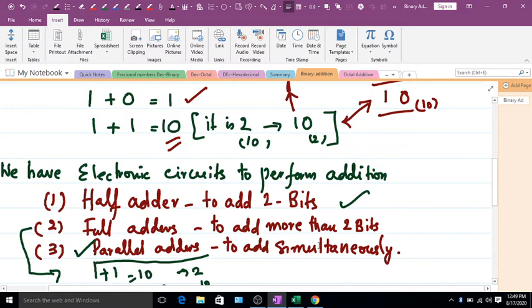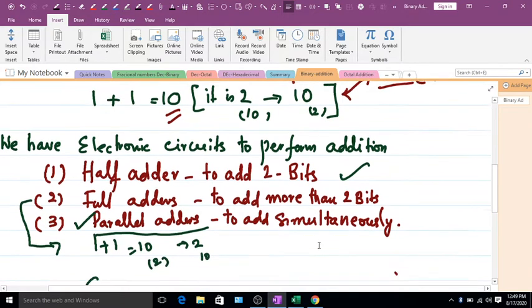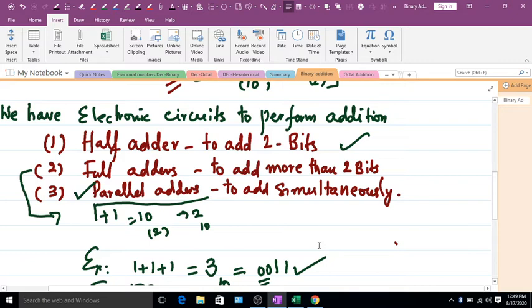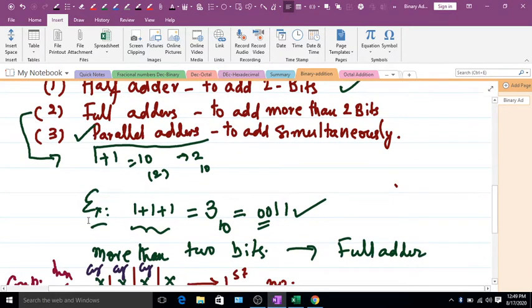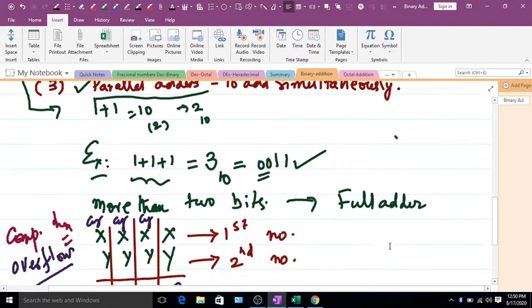Be using full adders. And simultaneously, if you want to add more than 2 bits, 4 or 5 bits, you will be using parallel adders. So for example, if you are using 1 plus 1 is equal to 1, 0, only 2 bits you are adding. So for this, you require a half adder. If it is 1 plus 1 plus 1, 3 bits you are adding, okay? And this is 3, which is equal to 1, 1, these are leading zeros. For such circuits, you require a full adder.